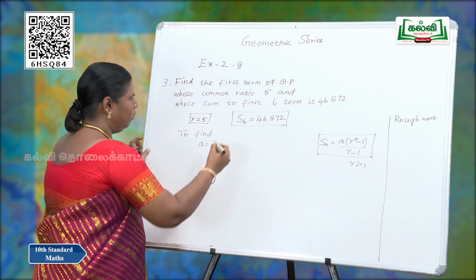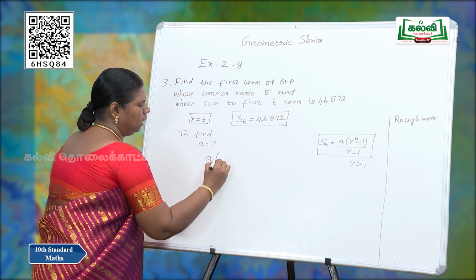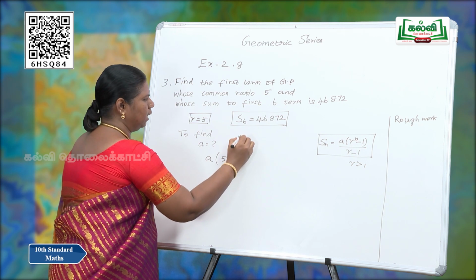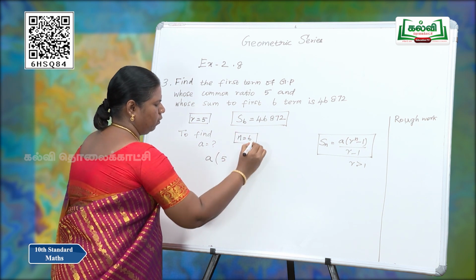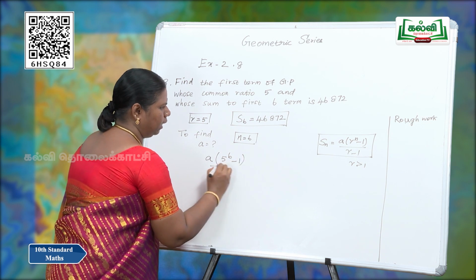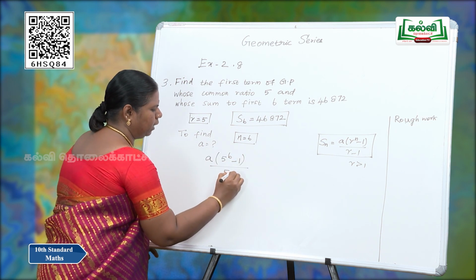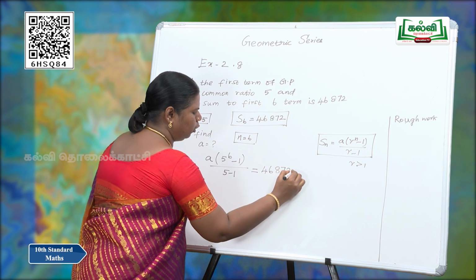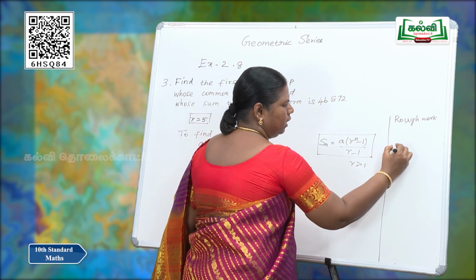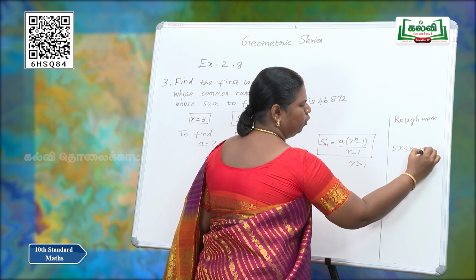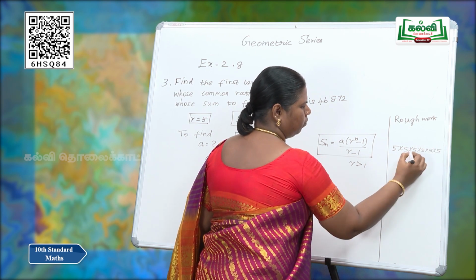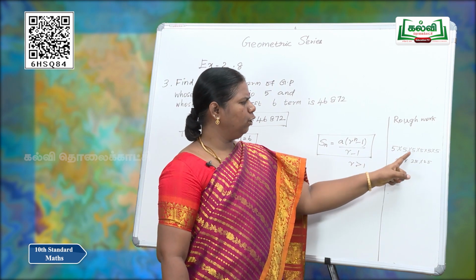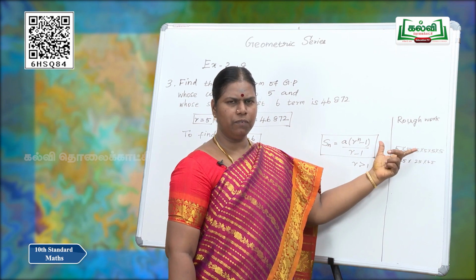Here A we don't know, so write as it is. In the place of r, 5 power n, and in the place of n we put 6, minus 1 by r minus 1, which is 5 minus 1, is equal to 46,872. 5 power 6 is 5 into 5 into 5 into 5 into 5 into 5, 6 times we have to multiply.